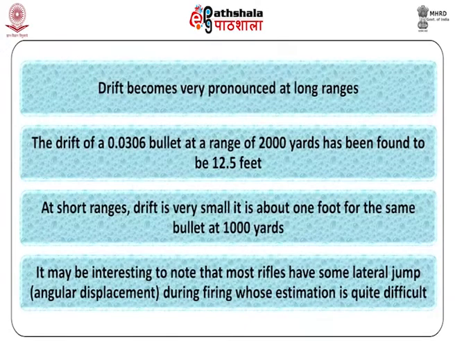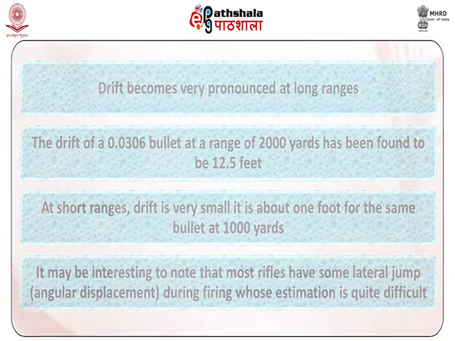Drift becomes very pronounced at long ranges. The drift of a .306 bullet at a range of 2000 yards has been found to be 12.5 feet. At short ranges, drift is very small. It is about 1 foot for the same bullet at 1000 yards. It may be interesting to note that most rifles have some lateral jump during firing, whose estimation is quite difficult.